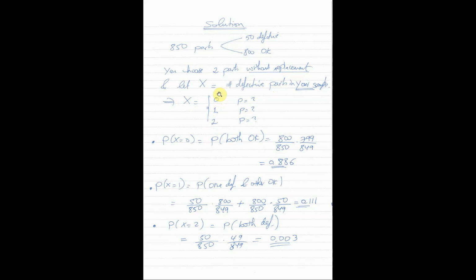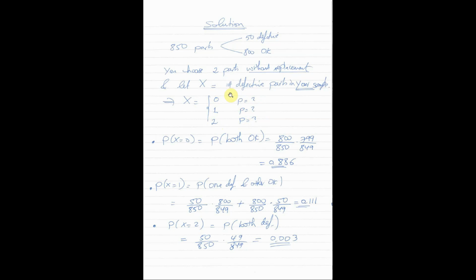Obviously, it cannot be negative. It does not make sense in this context because x is the number of defective parts in your sample, which cannot be negative, and it cannot be more than 2, so it cannot be 3 or 4. This again does not make sense because your sample has only 2 parts. So x, which is equal to the number of defective parts in the sample that you have chosen, is 0 or 1 or 2. Now, the remaining thing is the probabilities.